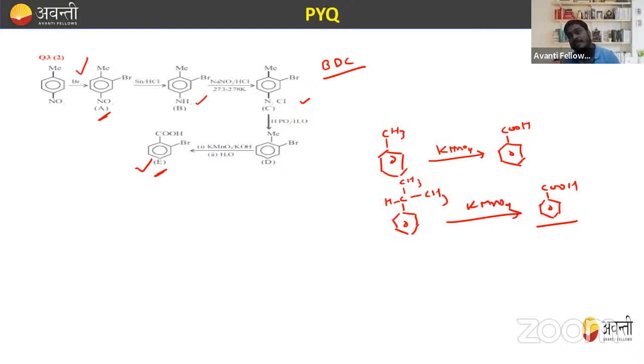We also know that when the benzene diazonium chloride, or we say N2Cl, is treated with H3PO2 and H2O, then only the N2Cl part is removed and the formation of this takes place. And the next and last step is when this is treated with KMnO4 and KOH, then the formation of benzoic acid takes place, right? So this is the final product for this question.